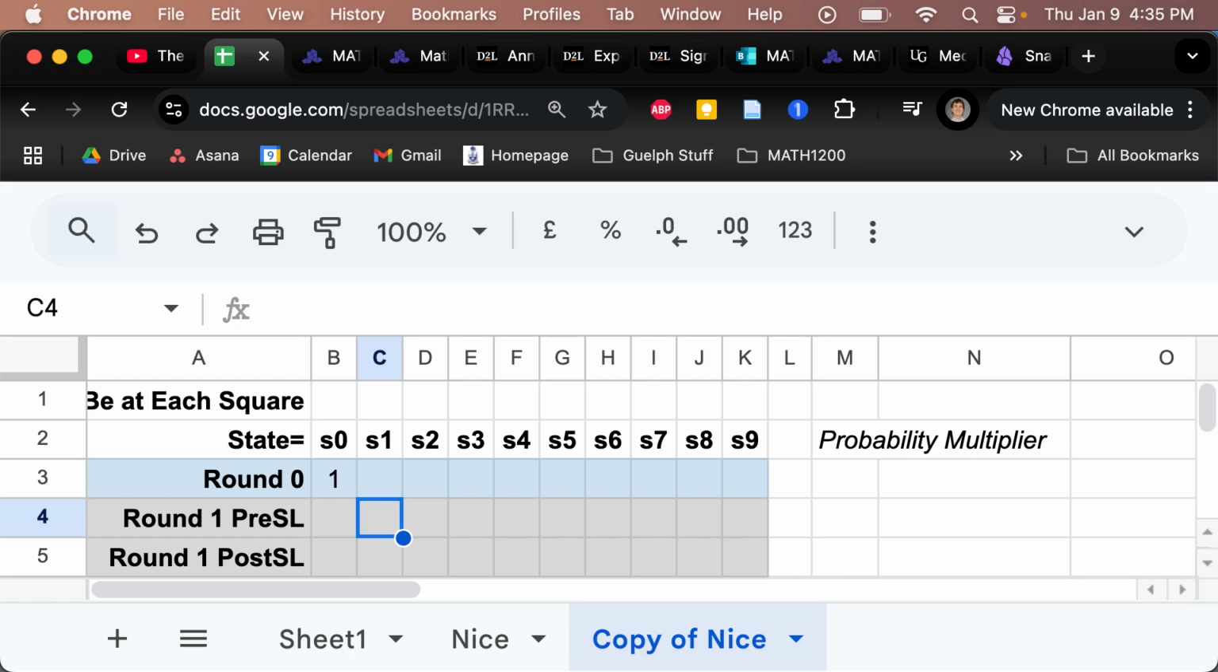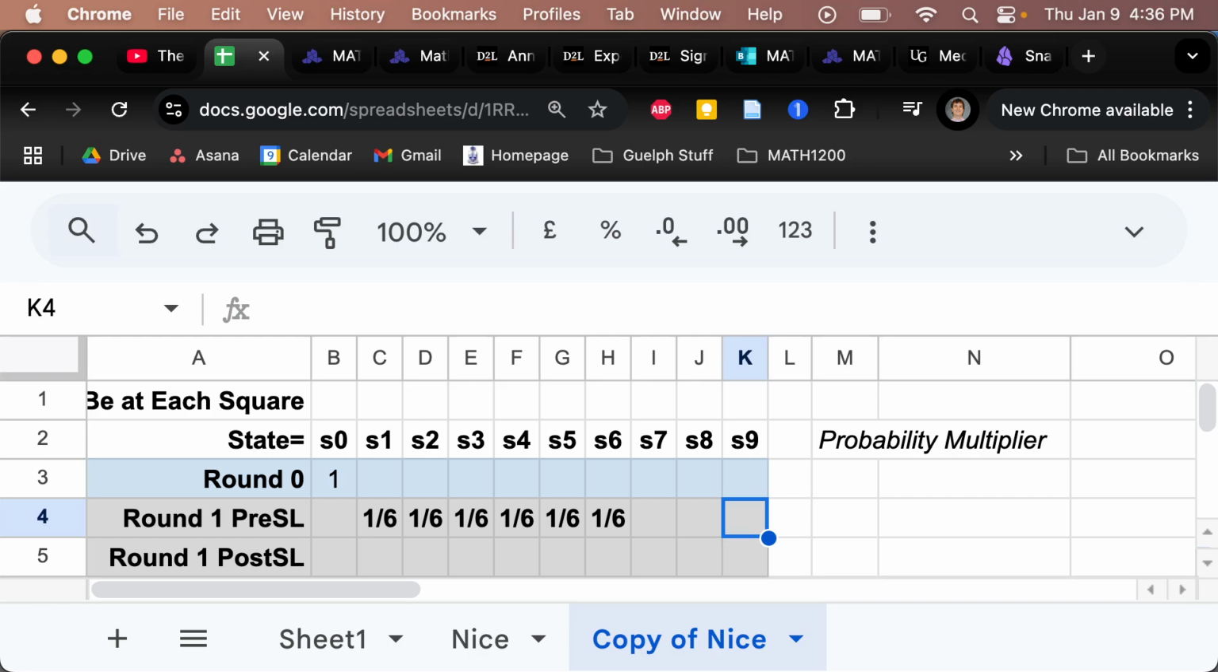Each of them happens with a 1/6 chance. So I could put 1/6, 1/6, 1/6, 1/6, 1/6, 1/6. And then I could put 0, 0, 0. There's going to be a lot of zeros, so I'm just not going to write things when they're 0. I'm just going to leave them off. That is the probability to be at squares 1 to 6 and the probability to be at 7, 8, and 9 after one round before the snakes and ladders are applied.